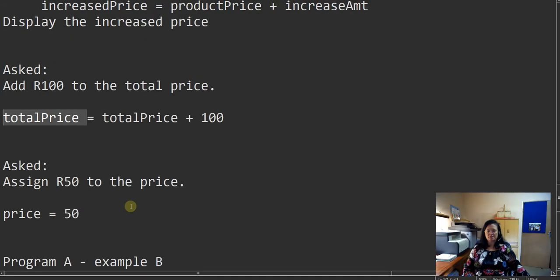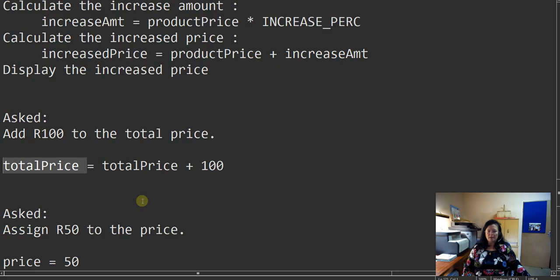Let's say you're asked to assign 50 to the price, and have a look, the wording is now real important. So assign means save. That means I'm literally asked to put 50 in that memory block in the variable. And the way to do that would be to say price is equal to 50. That means take 50 and put it in price. And again, no signs. Do remember, no signs.